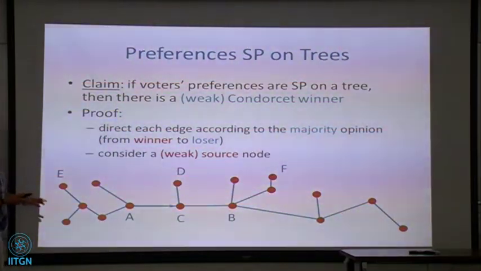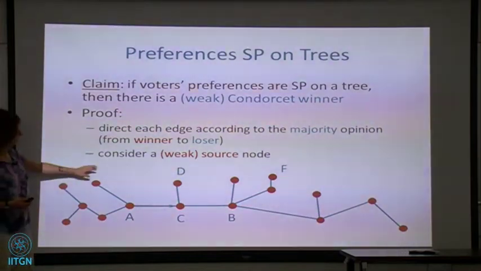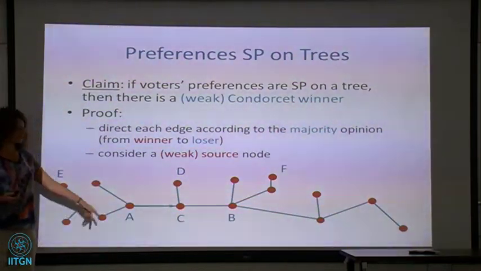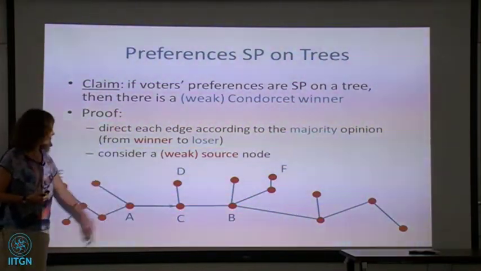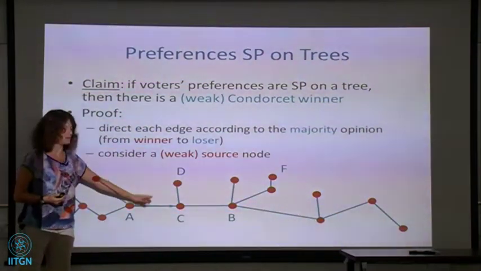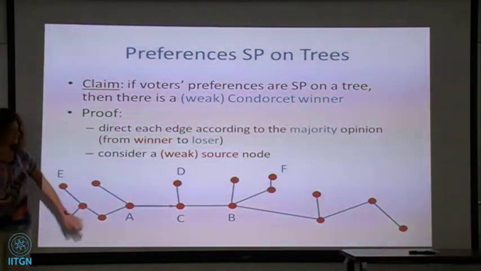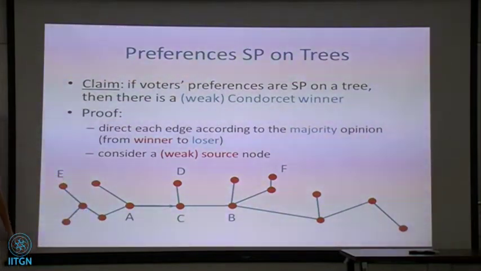Okay, so who are the people? So let me think, why is it the case that A beats C? It means that at least half of the voters sit in that subtree. So if A weakly beats C, and I cut my tree here, this means that I have at least half of the voters here. That's exactly what it means that A weakly prefers C.